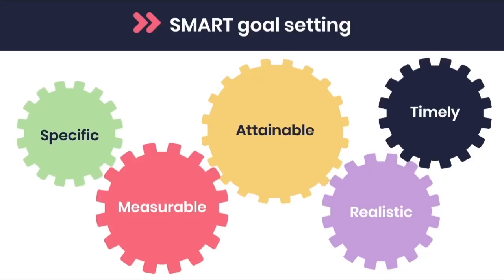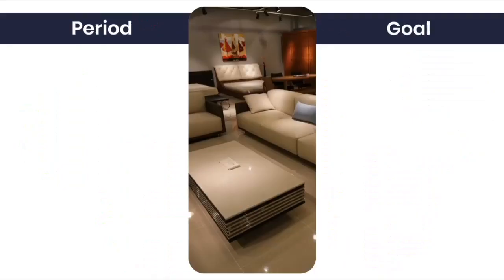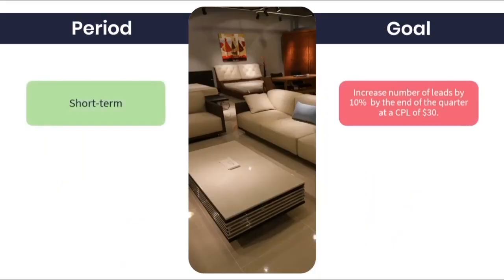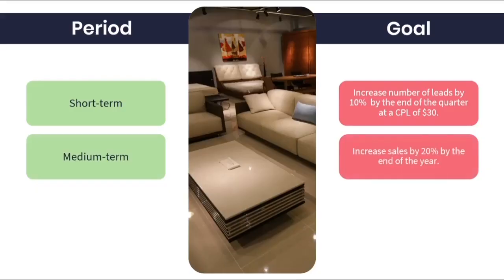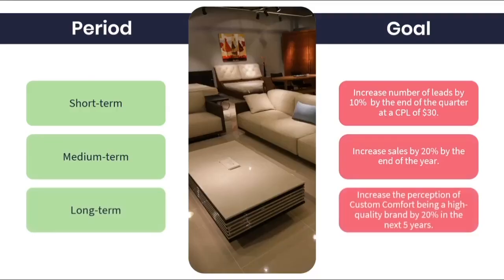Remember our case study on Custom Comfort? Well, let's have another look at them and come up with proper short, medium, and long-term goals for them that we could actually use as an explanation in this entire process. So a short-term goal would be to increase the number of leads by 10% at a target CPL of $30 by the end of the quarter. So we would be willing to spend $30 essentially in advertising costs to get a lead. Then our medium-term goal would be to increase sales by 20% by the end of the year. And then a long-term Custom Comfort goal would be to increase the perception of being a quality brand by 20% in the next 5 years.